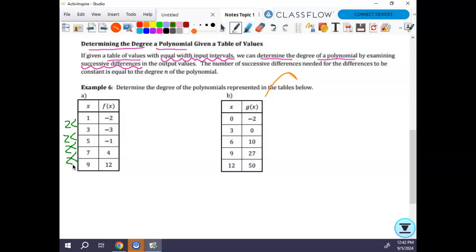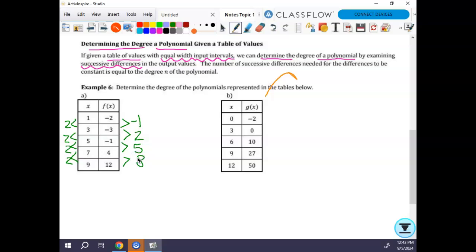And then that's equal widths, great. So now I look at differences here. -3 minus a -2 is a -1. -1 minus a -3 is 2. 4 minus a -1 is what? 5. 12 minus 4 is 8.